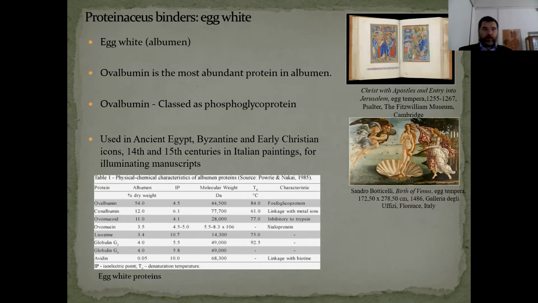Egg white or albumen was also used from ancient Egypt. Byzantine and early Christian icons were usually done with egg white temperas, or it was used for illuminating manuscripts. These are the proteins usually present in egg white. You can see that ovalbumin is 55%, so the main protein is ovalbumin, or also conalbumin.